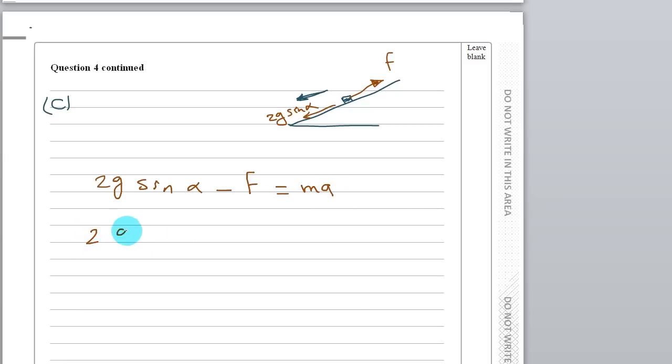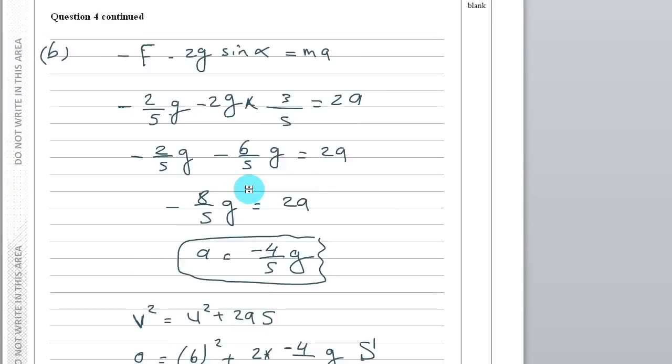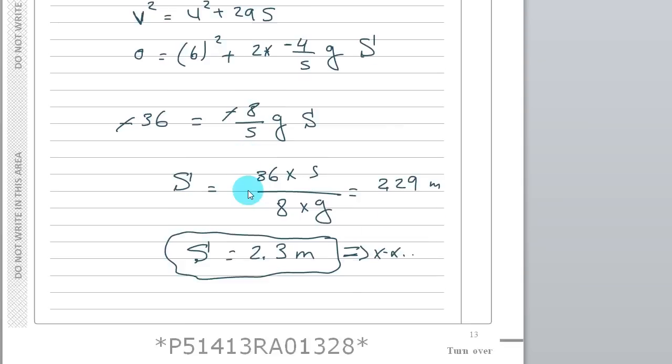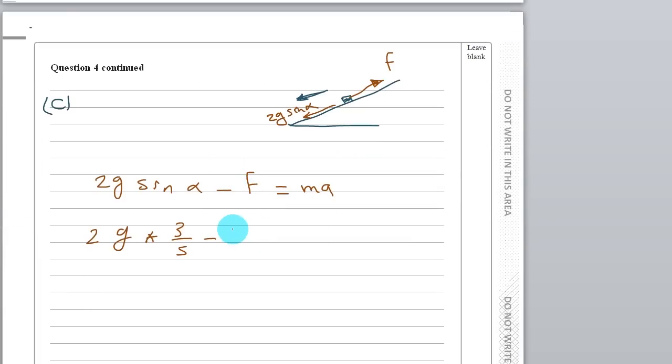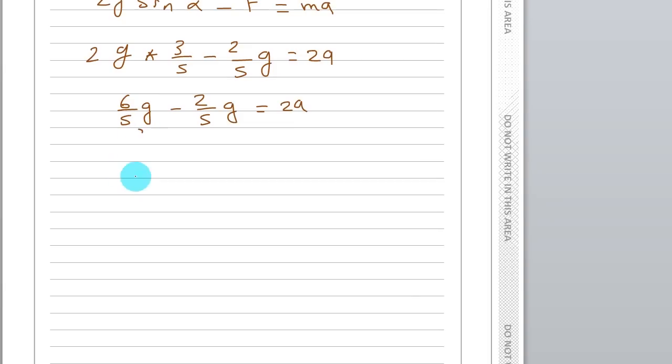So 2g sine alpha is 6/5 g, minus F, and we found the friction force before, 2/5 g, is equal to 2a. So 6/5 g minus 2/5 g is equal to 2a. So 4/5 g is equal to 2a. So from here, a is equal to 2/5 g.